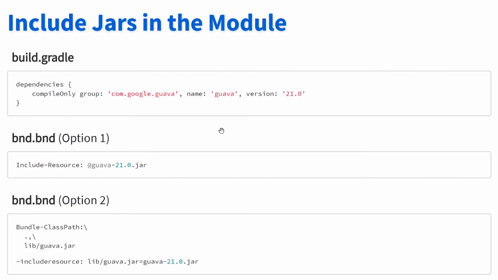So build.gradle, this is a specific dependency that we need. Within our bnd.bnd file, we have two different options in regards to how we want to bring it in. We can either include the resource tag like so, specifying the jar file, or we can include the resource like this in option number 2, specifying where exactly that jar file is.